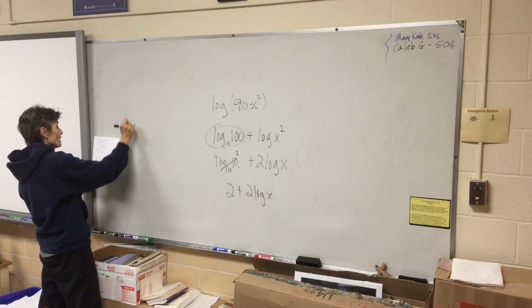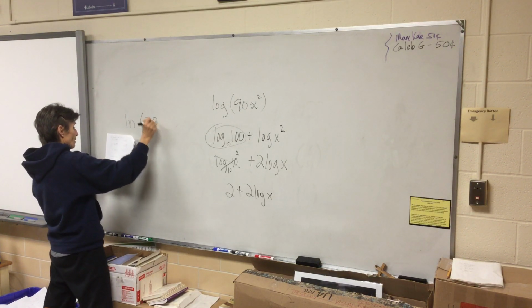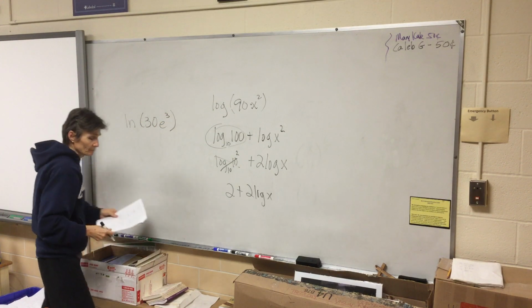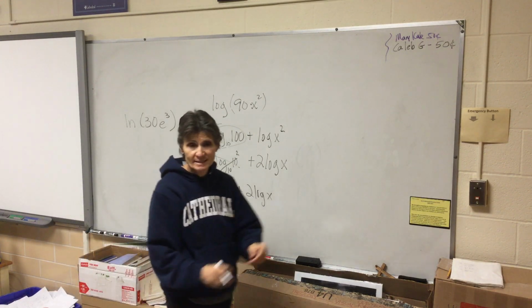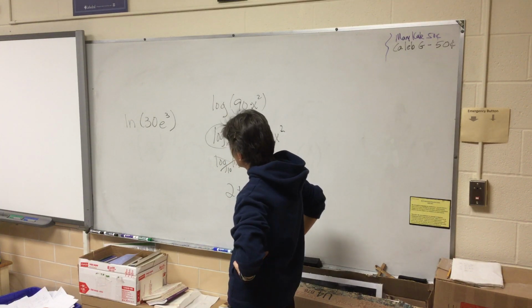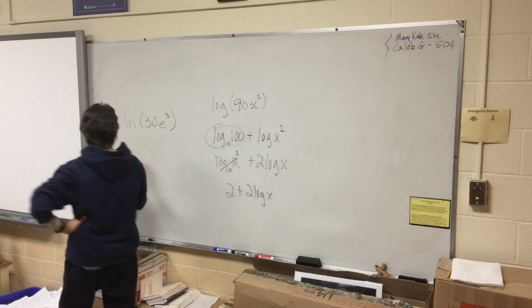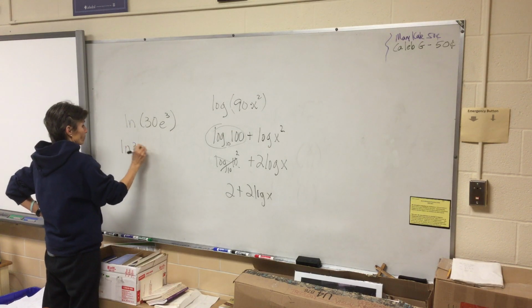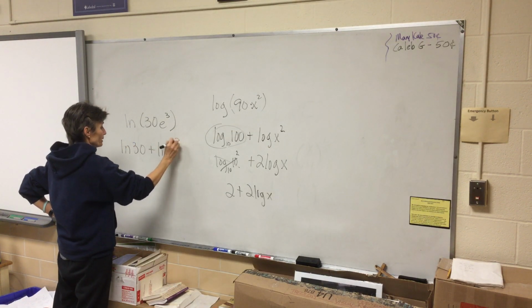All right, one more. ln 30e cubed. All right, Caleb, try this one. What's step 1? It would be the log of 30 plus the log of e to the third. It absolutely would.